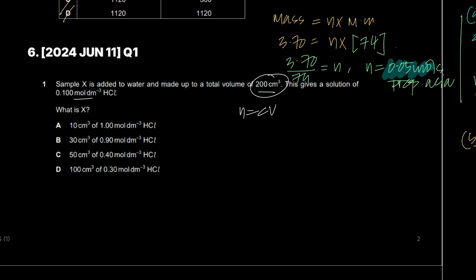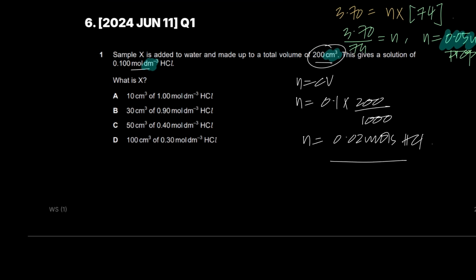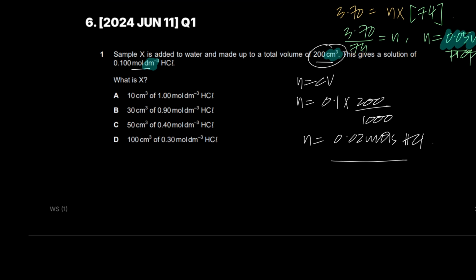So N equals CV. Moles I need to calculate. Concentration is 0.1 times the volume. What's the volume? 200. 200 divided by 1000. I want to convert it into dm cube, right? Because the concentration is in dm cube, the volume should also be in dm cube. So what do you get? 0.1 times 200 divided by 1000. 0.02 moles. So these are the moles of what? These are the moles of HCl after dilution. So the moles of HCl after dilution should be equal to the moles of HCl before dilution. Just calculate the moles. N equals CV, and you just need to do it in the calculator.